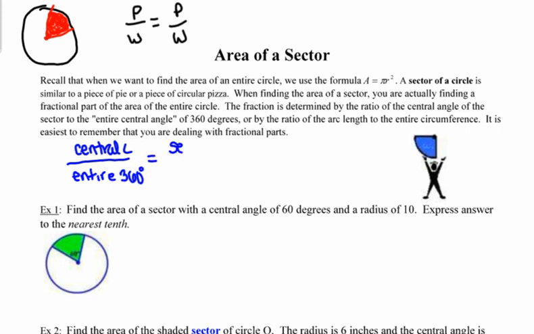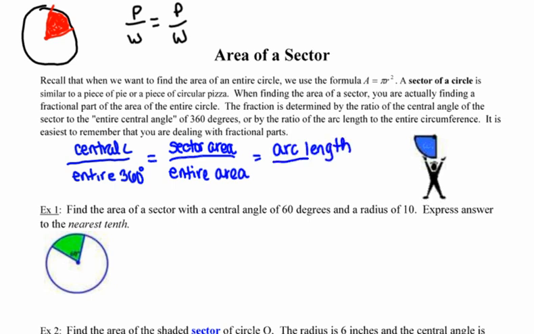Or I might compare the sector area to the entire area. Or perhaps I would compare the arc length of my sector to the entire circumference. But every single one of these ratios compares some part to the whole entire circle.